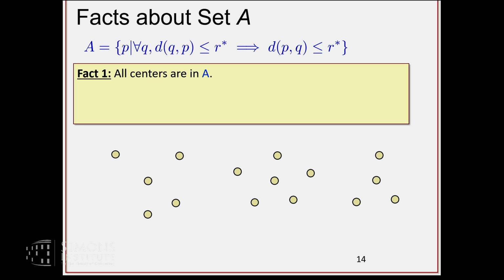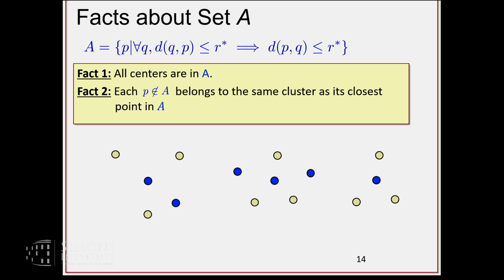So that's a really good property to have. And then the other thing we can show, say the blue points are the optimal centers. There might be other points too. The other thing we can show is that for any point outside the set, its closest point inside the set is in the same optimal cluster. Maybe that's a bit hard to parse, so let's look at a picture.